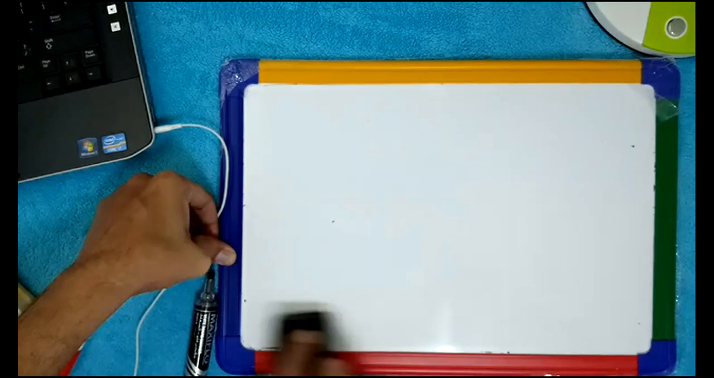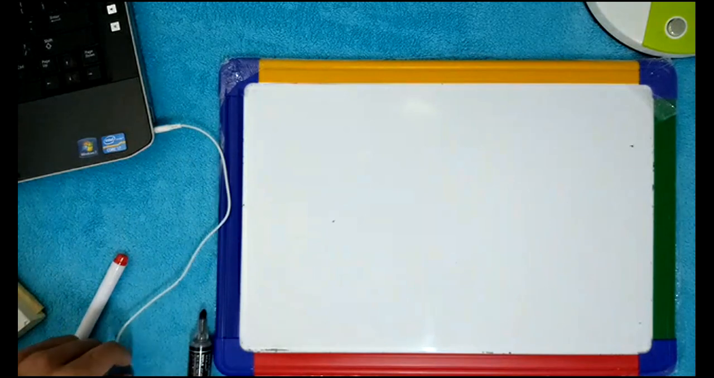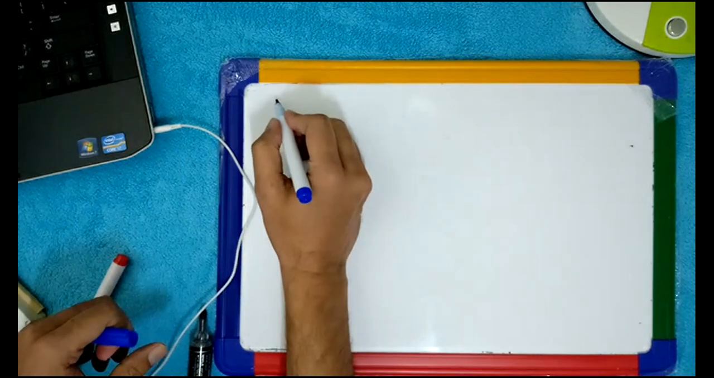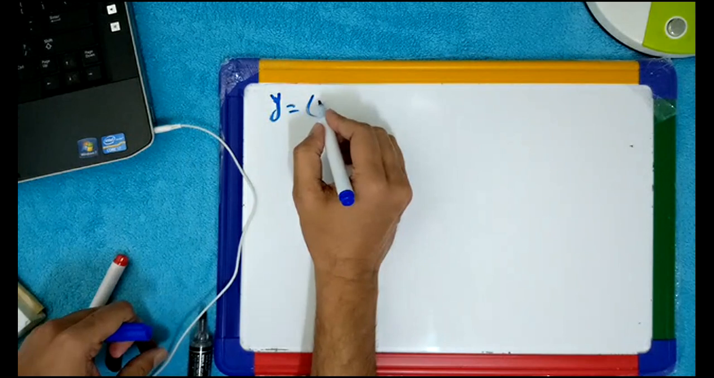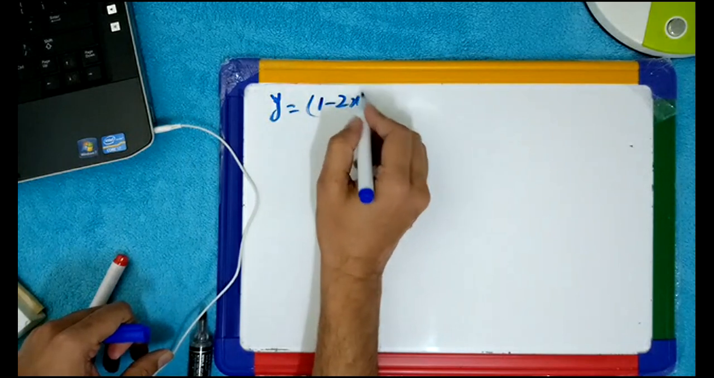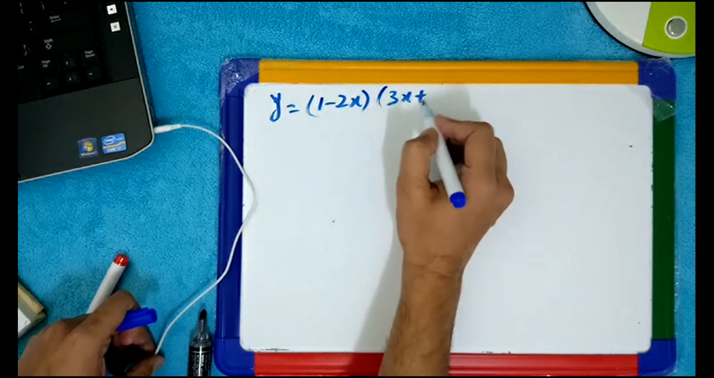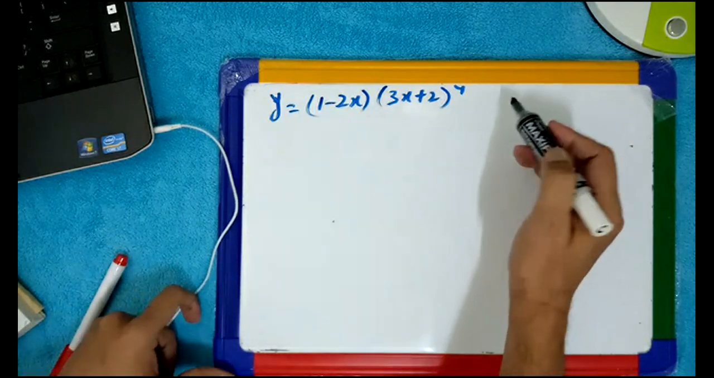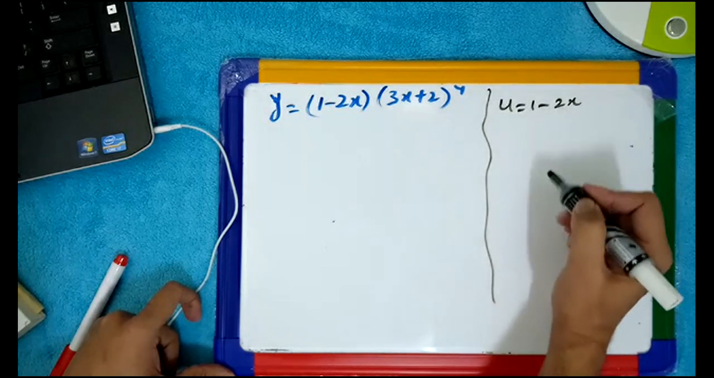Okay, now see the next example. If I say y equal to, the two functions are given again. One is 1 minus 2x and the other one beside that is 3x plus 2 power 4. Now you will participate with me. So what is u and what is v? 1 minus 2x is u. Okay, u equal to 1 minus 2x, I write here. So what is u dash?